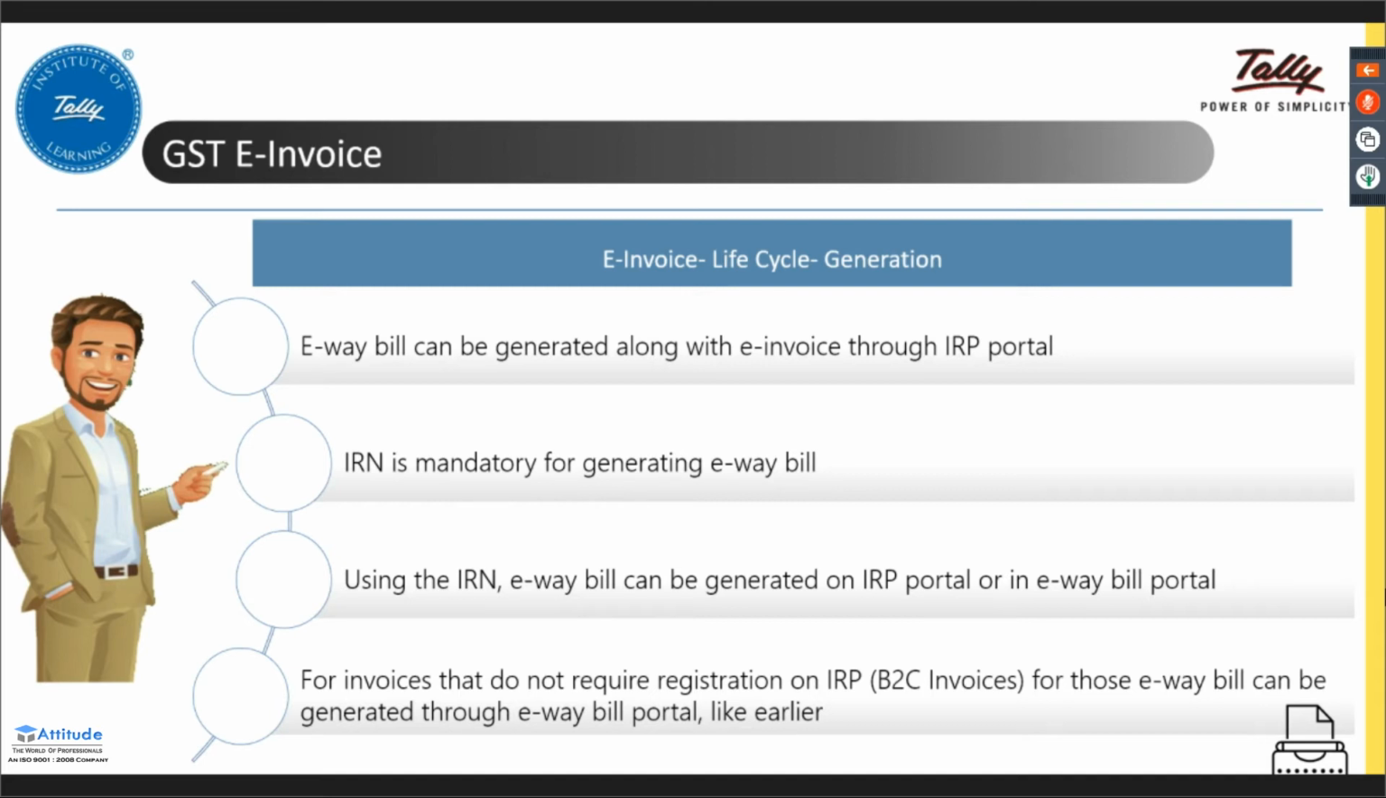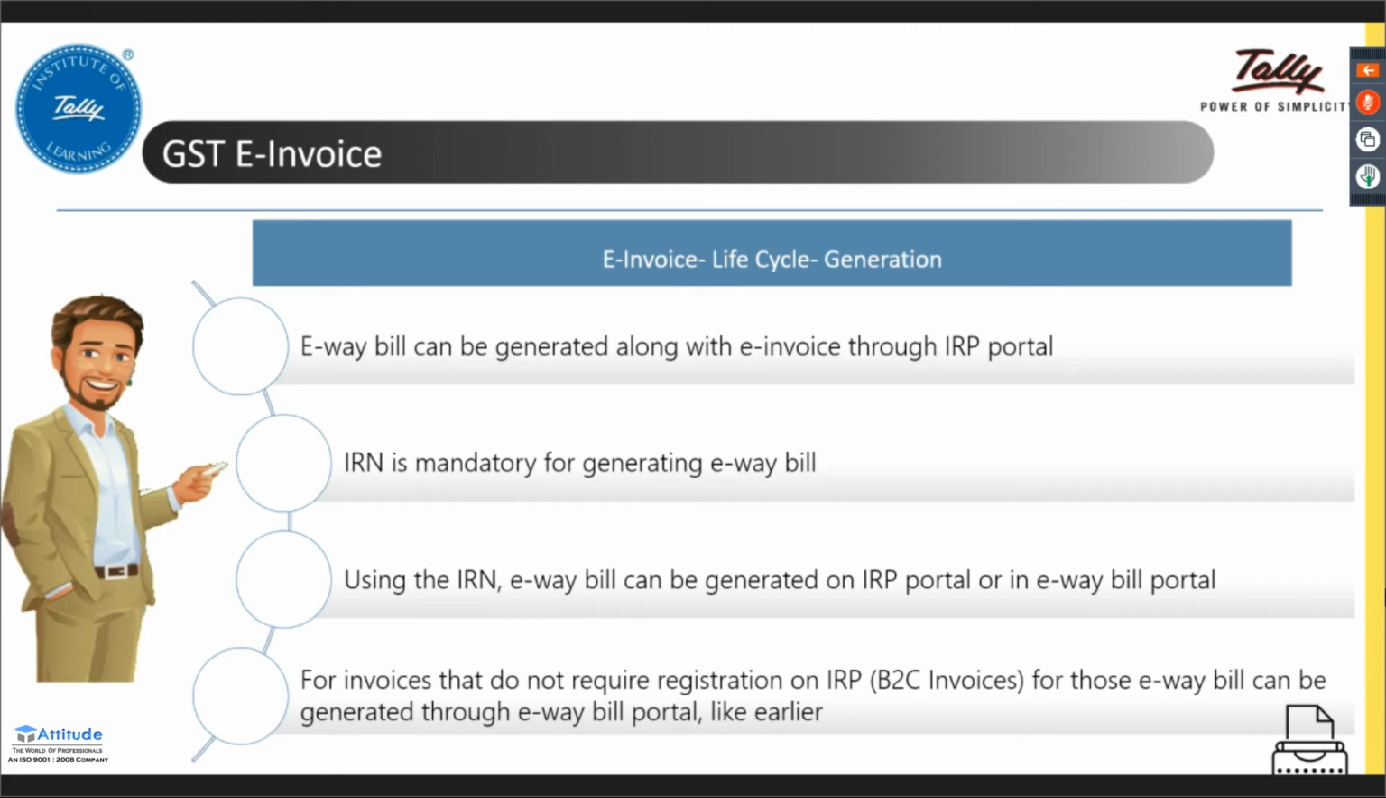Along with the e-invoice, the e-way bill also can be generated through the IRP portal, and IRN is mandatory for generating the e-way bill. So what happens in this case is, firstly, the e-invoice has to be received, and only then using that IRN, the unique number which is given to us, can we generate the e-way bill. Using the IRN, the e-way bill can be generated on the IRP portal or in the e-way bill portal also.